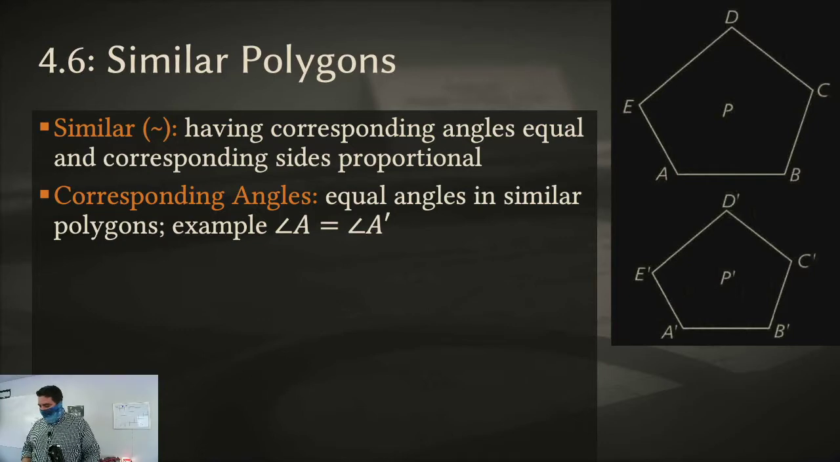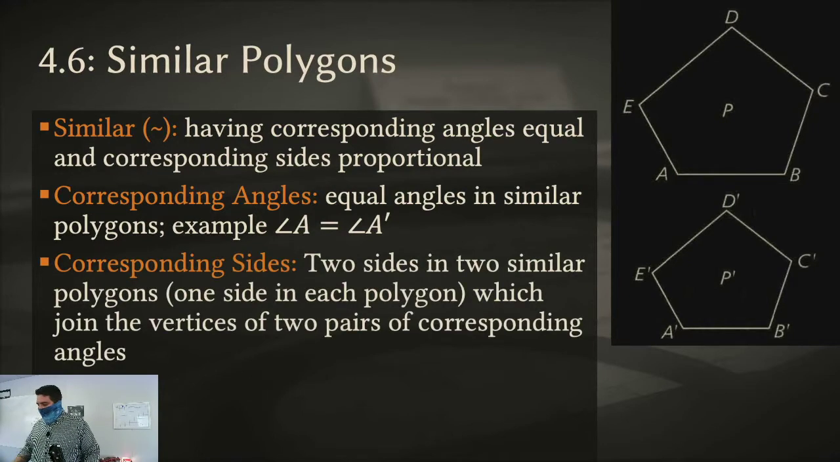Corresponding sides are two sides in two similar polygons which join the vertices of two pairs of corresponding angles. Again, just like they are in congruent figures. It's the exact same terminology.